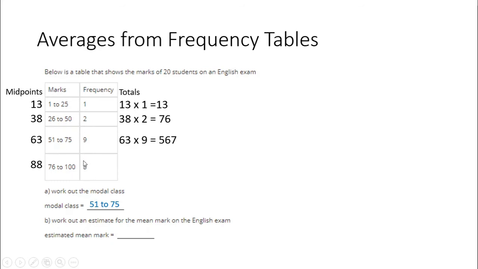And these 8 people, I assume that they all scored right in the middle of these two numbers. Right in the middle of the class is 88, so 88 times 8. Okay, that's the total number of marks I'm guessing that these people scored.